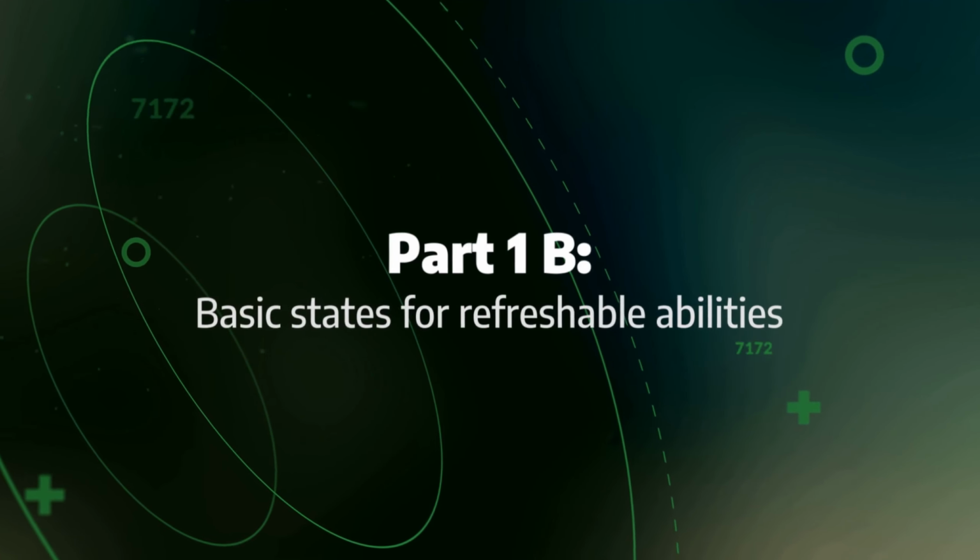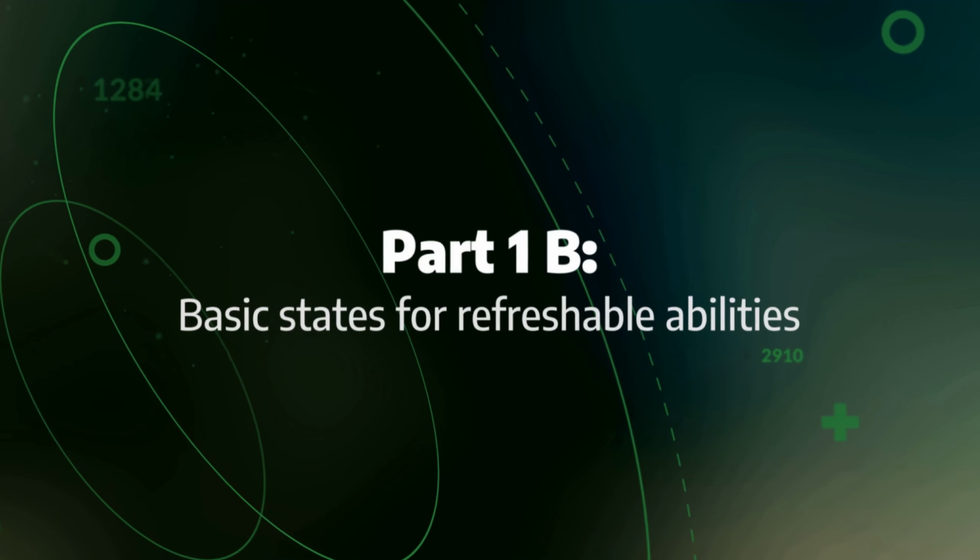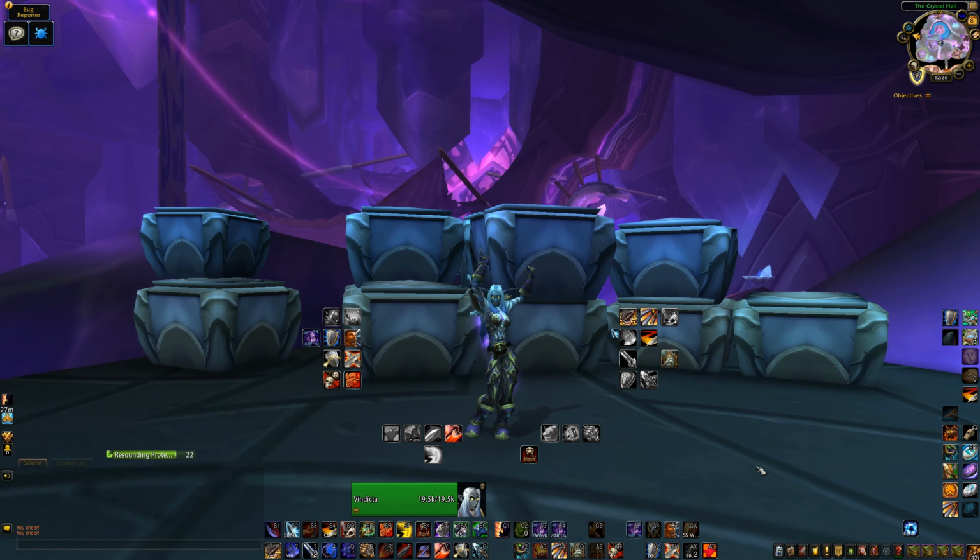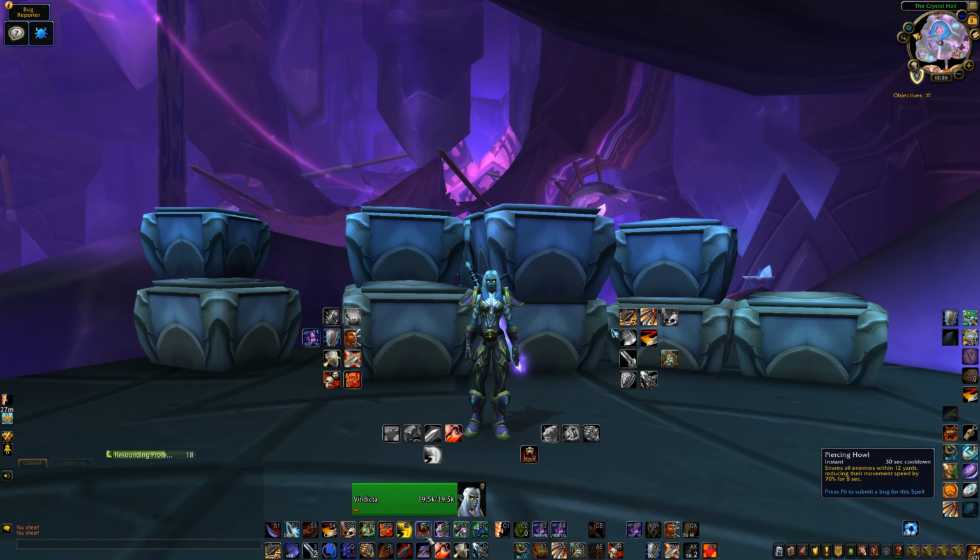Part 1b – Basic States for refreshable abilities. With refreshable abilities, I mean those which usually don't have a cooldown, but can and often should be kept at 100% uptime on the target of choice.